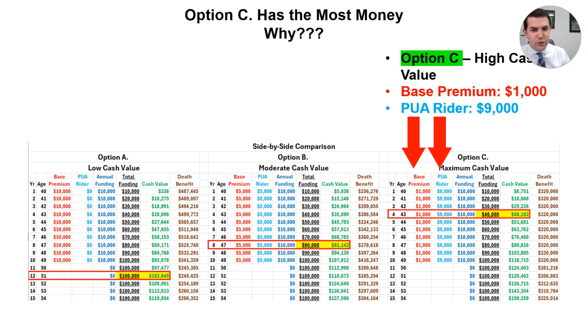Option C, well, there's your clear winner. Base premiums at $1,000. It was actually less than that. It was $910, but we just rounded off in this example. And it takes 4 years to get your money back. So a question we get here a lot.